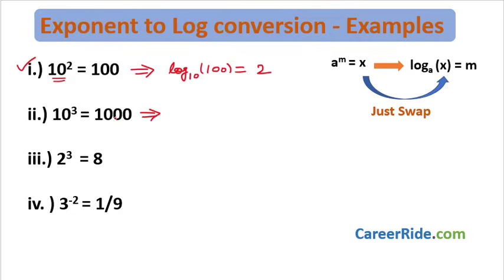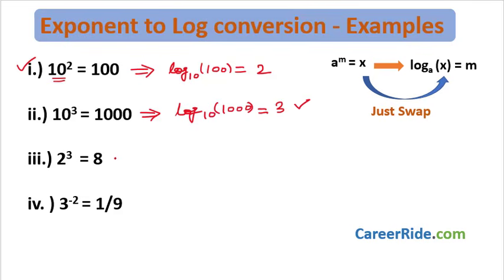Now let us see example number 2. 10 to the power 3 is equal to 1000. How do I write it as a log? Log, what is the base? The base is 10, equal to sign, right? 1000 jumps and comes towards the left hand side and 3 jumps and goes towards the right hand side of the equal to sign. They just swap their positions. So the answer becomes log 1000 to the base 10 is equal to 3.